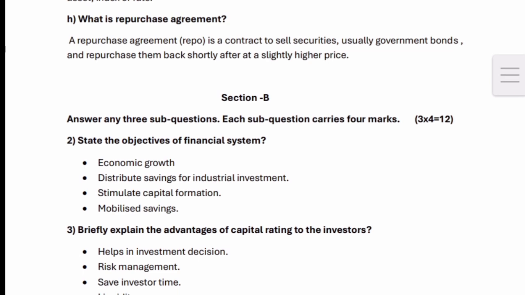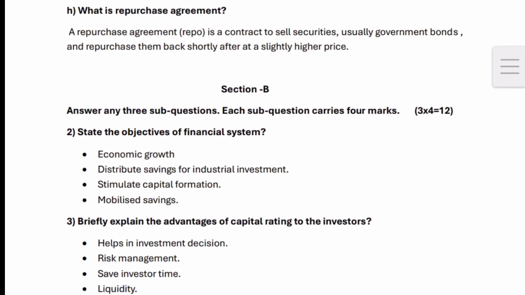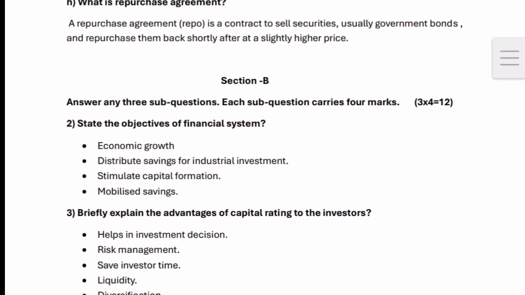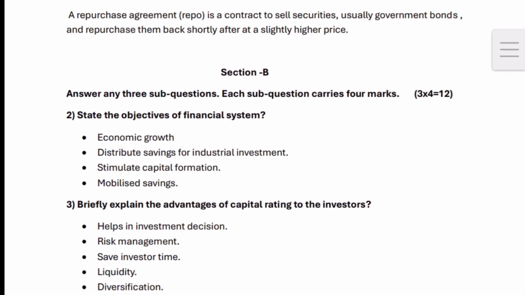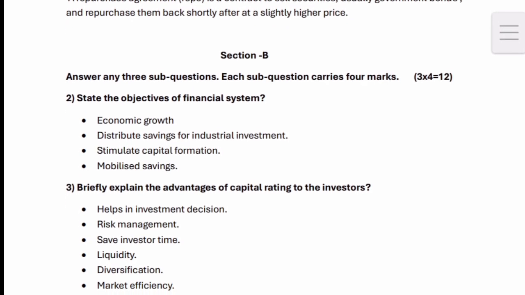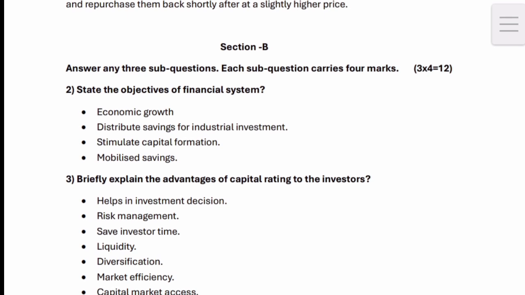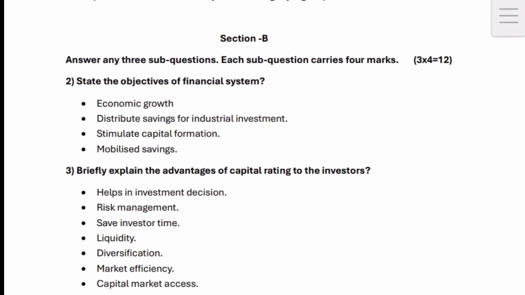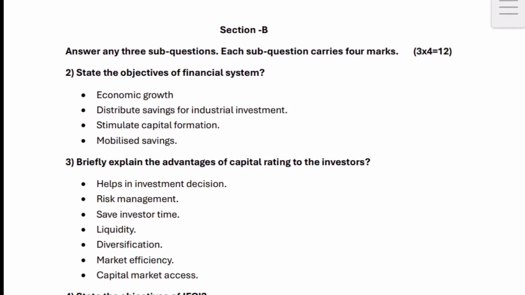Answer any 3 sub-questions. Each sub-question carries 4 marks. 3x4 equals 12. 2. State the objectives of financial system. Economic growth. Distribute savings for industrial investment. Stimulate capital formation. Mobilize savings.